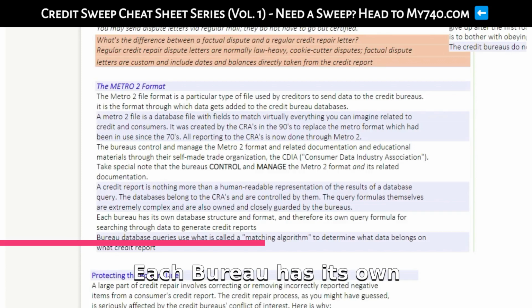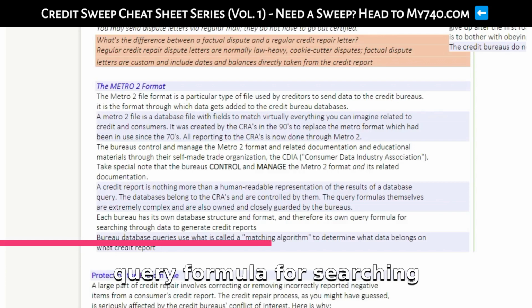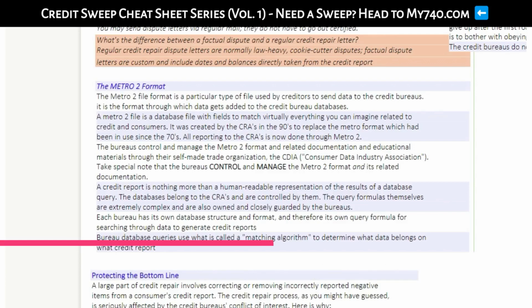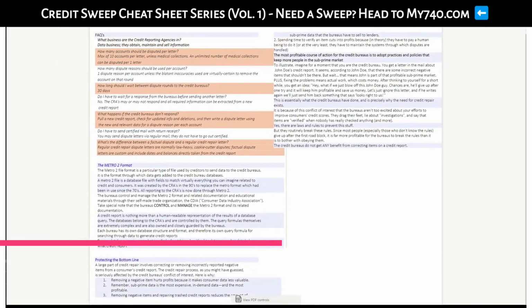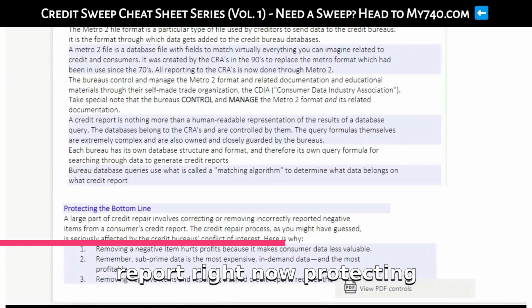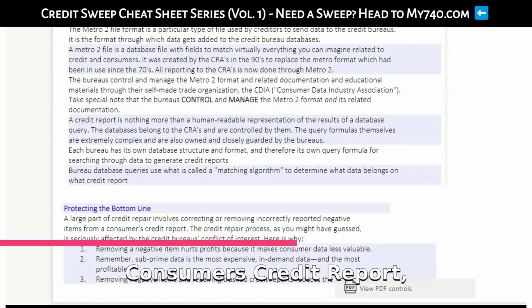Each bureau has its own database structure and format and therefore its own query formula for searching through data to generate credit reports. Now, bureau database queries use what is called a matching algorithm to determine what data belongs on a credit report, right? Now, protecting the bottom line, this is the most important part of this. A large part of credit repair involves correcting or removing incorrectly reported negative items from the consumer's credit report, obviously, right? The credit repair process, as you might have guessed, is seriously affected by the credit bureau's conflict of interest.